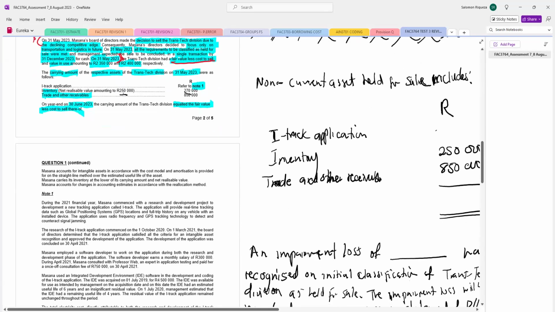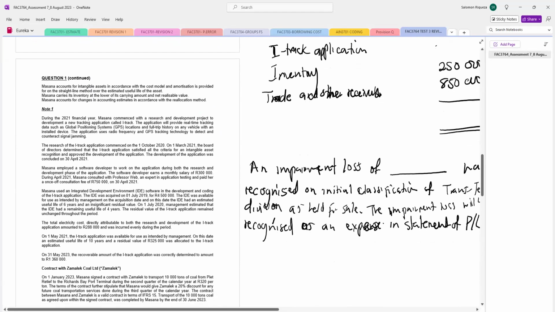Okay. Then let's go on the next page. Masana accounts for intangible assets in accordance with the cost model. So all the intangible assets use the cost model, and amortization is provided for on the straight line method over the estimated useful life of the asset. Masana carries its inventory at the lower of carrying amount and net realizable value. Masana accounts for changes in accounting estimate in accordance with the reallocation method.